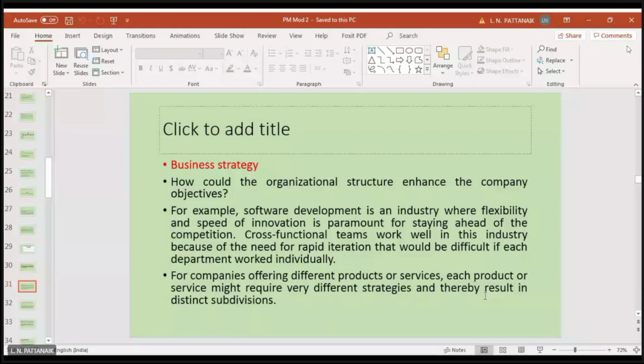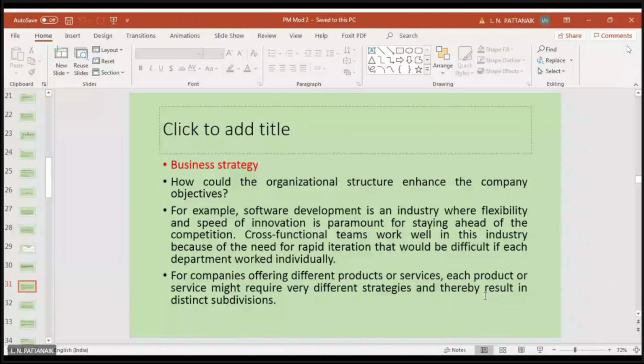Okay, so this is the first point. You can see how the organizational structure could enhance the company objectives. Each and every company works with some objectives. It is maybe in the mind of the board of directors. They may not spell it openly, but they have some objectives. It will be reflected in their business, in their actions. So according to that, they will plan their structure.